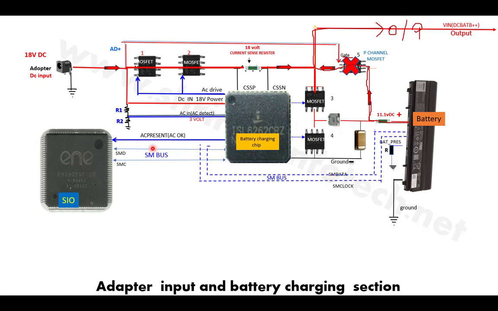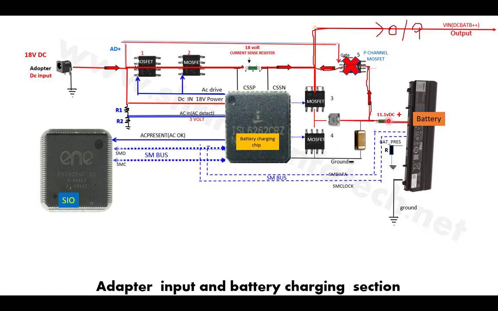So once SIO asks the battery charging chip to generate the charge, the battery charging chip starts pulsating these two MOSFETs, switching this 18 volt, converting this 18 volt into the 11.1, filtered by this capacitor and entering via this current sensing resistor into the battery, and then the battery starts charging.